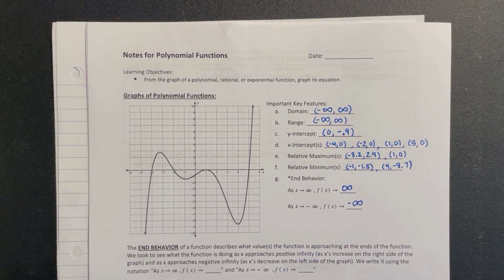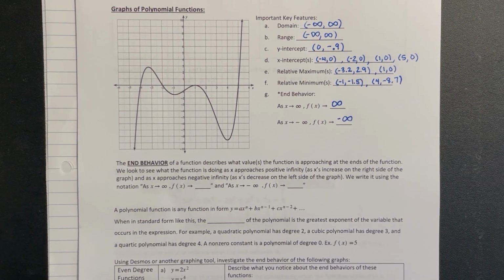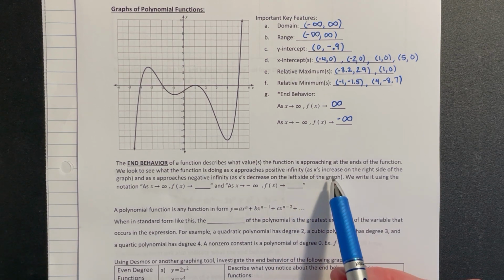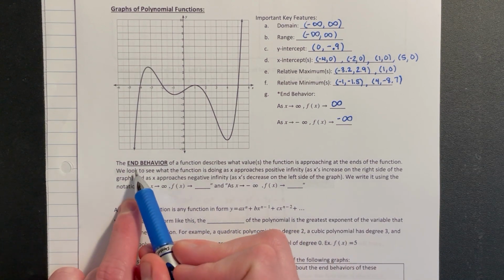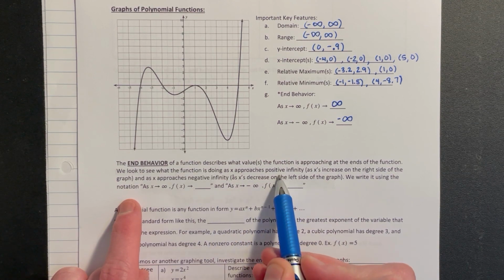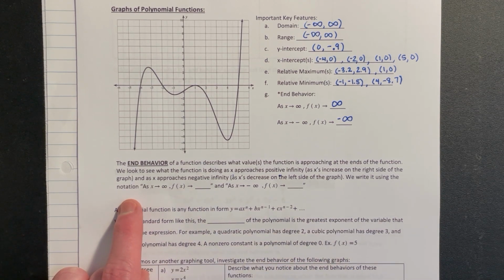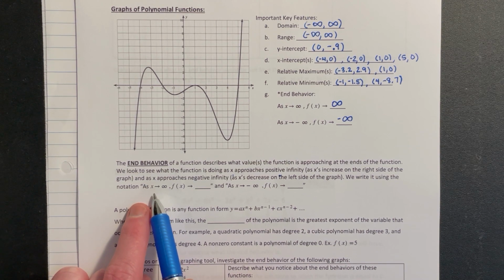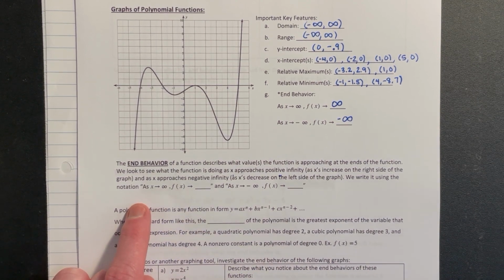So end behavior is a new concept for us, but that's describing what value or possibly values the function's approaching at the ends of the function. It doesn't really matter what's going on in the middle, we just care about the end of the function. And we're going to look to see what happens as x approaches positive infinity to the right side and as x approaches negative infinity, which is the left side. We write it using this notation that we kind of explained with the arrows as x approaches or goes to positive infinity, f of x or y approaches some other value.